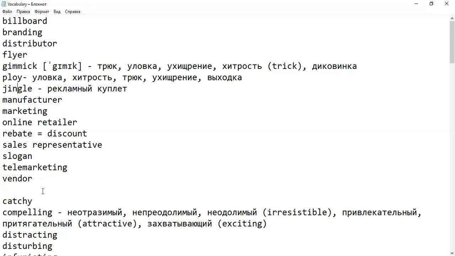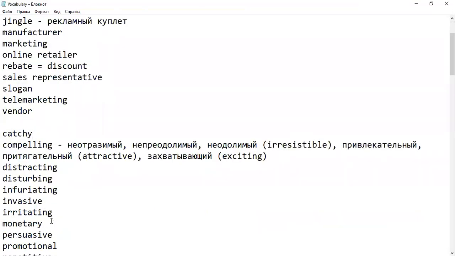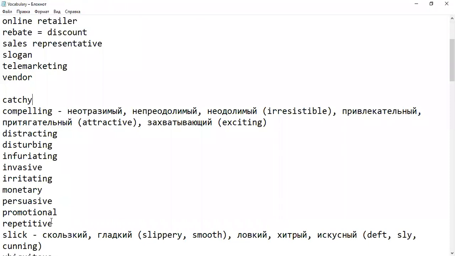Then catchy, this can be catchy headings. So catchy headings, so they catch your attention. Then compelling, that can be something like irresistible or attractive or exciting. That means compelling. Distracting, something that distracts your attention. Disturbing, well, for example, calls from telemarketing, they can be disturbing.